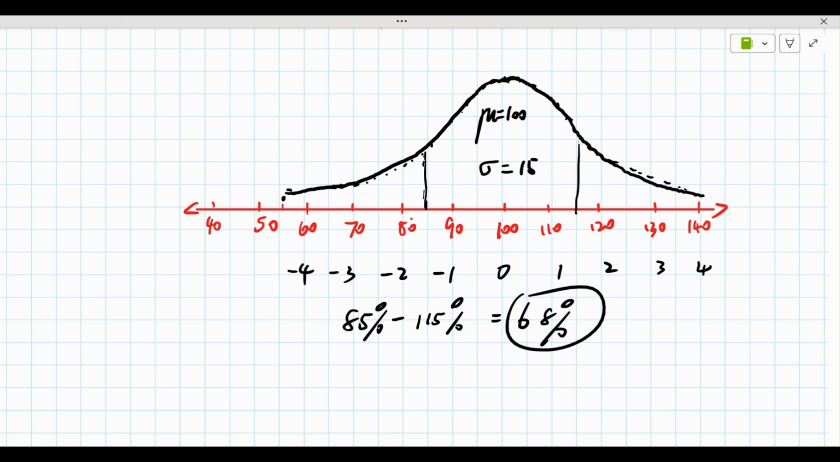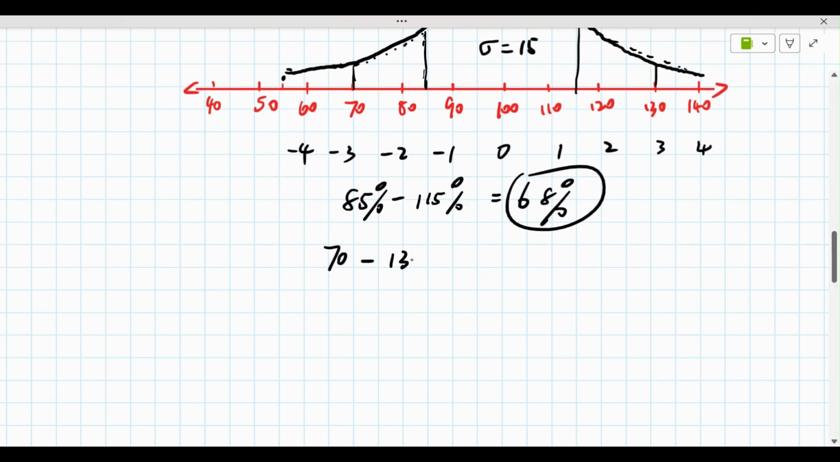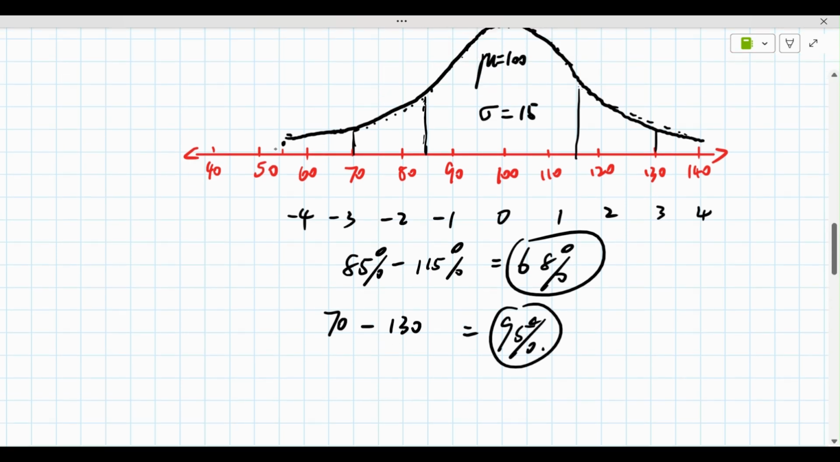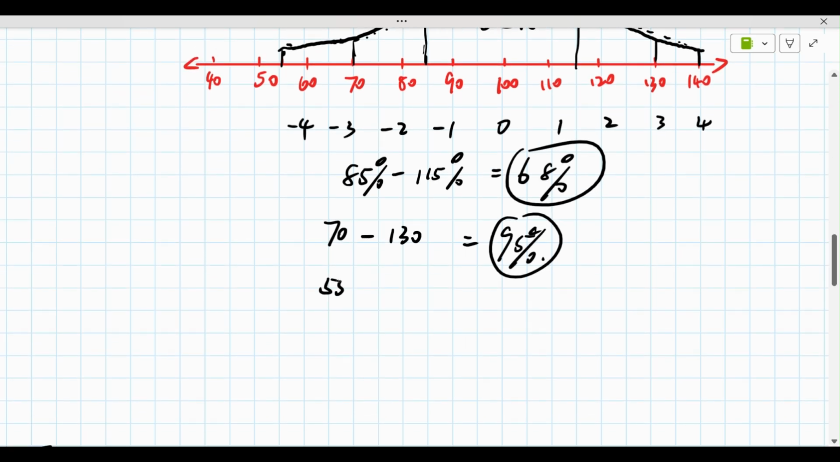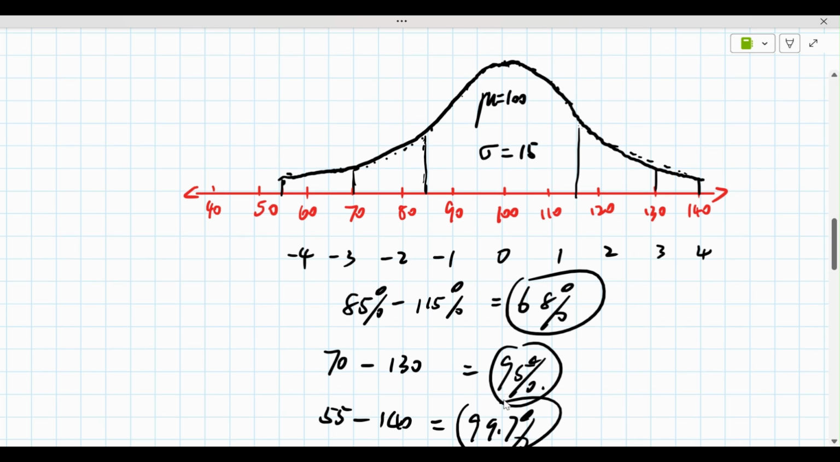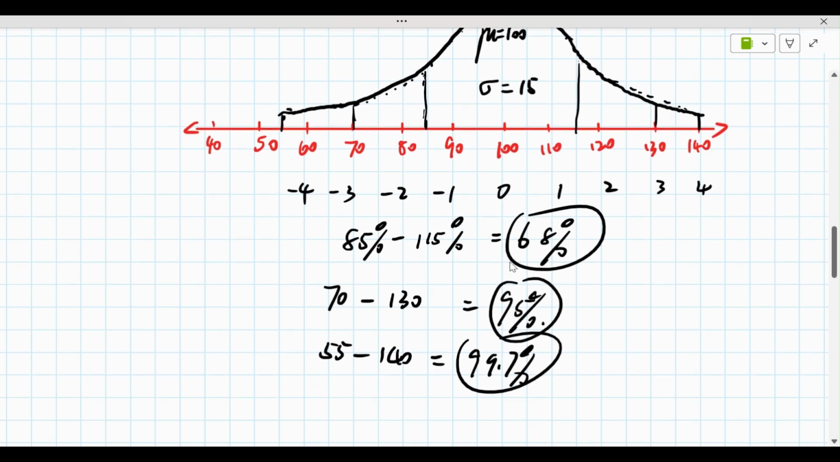For 95%, approximately from 70 to 130. That's around 70 to 130, which is the 95% of the distribution. And 99.7%, which is around 55 to 140. So 55 to 140 is 99.7%. Yeah, so that's what the symmetric graph looks like.